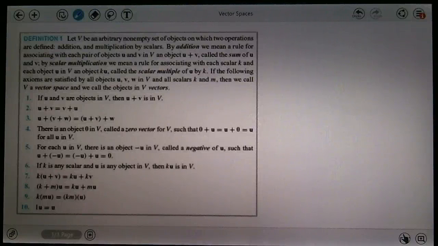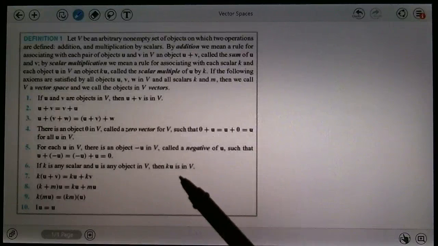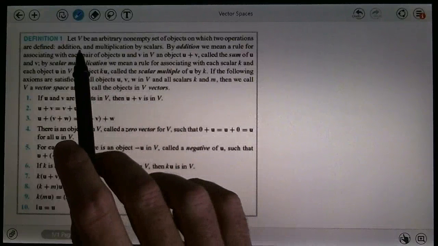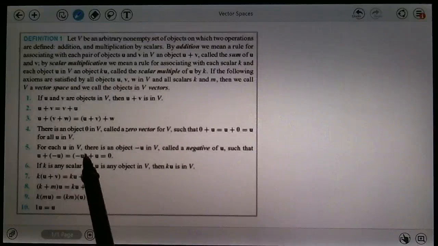Now we're into the part of the course where things get a little more abstract. We want to give you a definition of a real vector space here. So here we go. This is taken straight out of our book, and I didn't really want to write it all down.